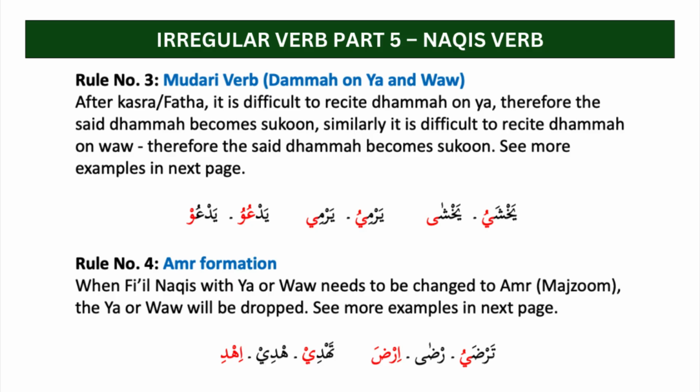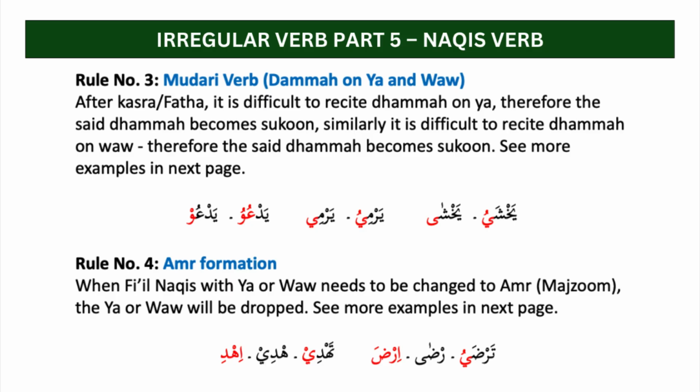So this rule is very easy to remember. In the amr of a naqis verb, the final weak letter often drops. Why? Because the command form likes brevity and lightness, so the word becomes shorter and easier to say.